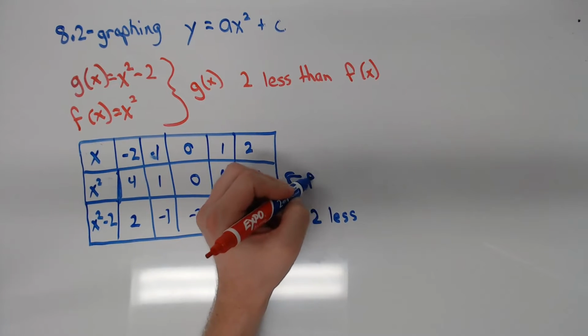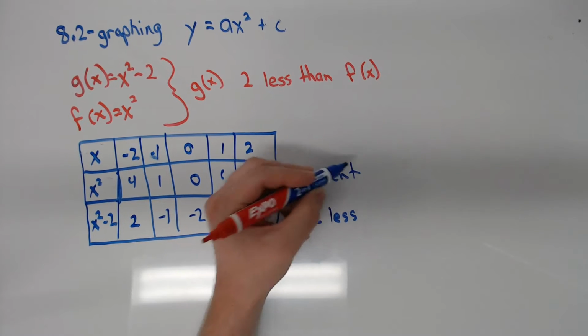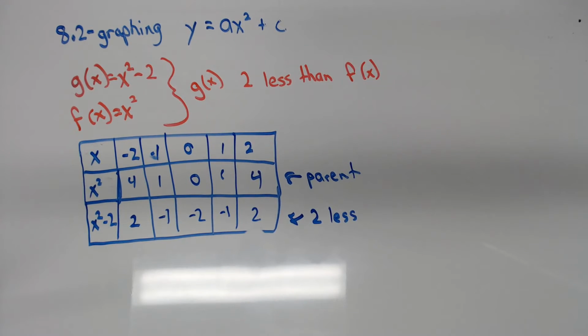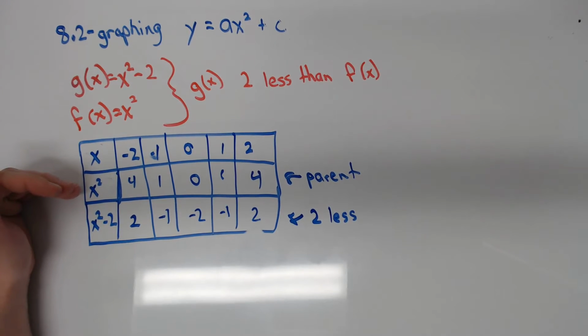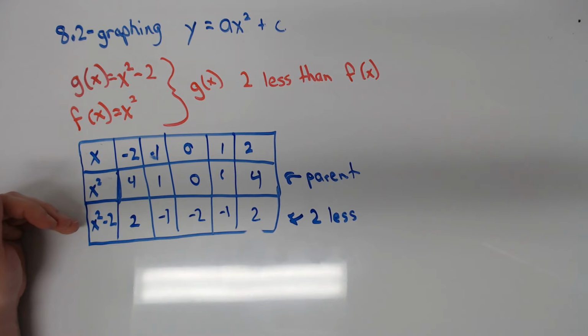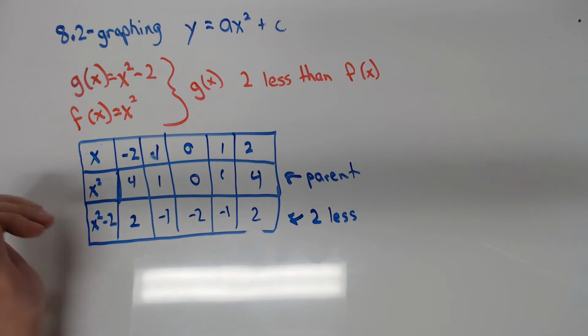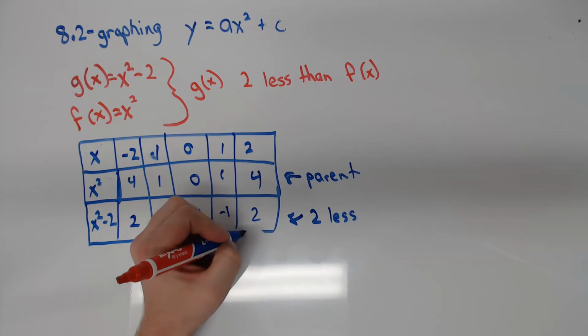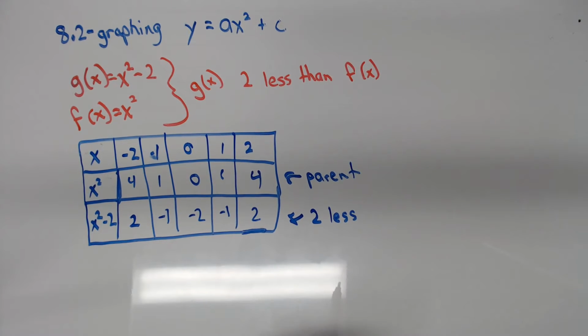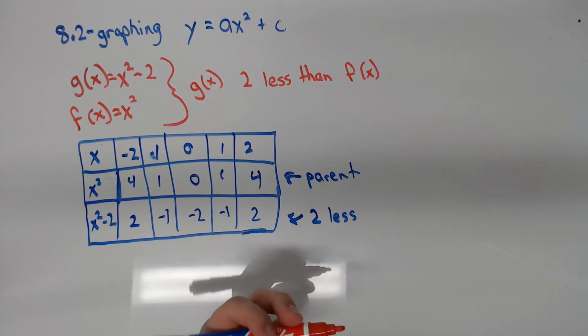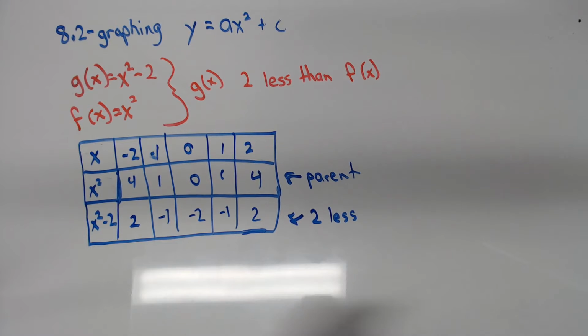This is the parent function. So this is called a transformation. Okay, it's something that's happening as a result to changing the parent function in some way. This one in particular, we'll give a name after we look at the graph. It's called a translation or a shift. It's not going to change the shape. It's just going to move stuff around. So let me draw a coordinate grid and then we'll plot the points.